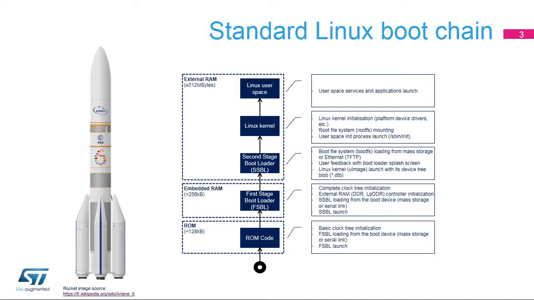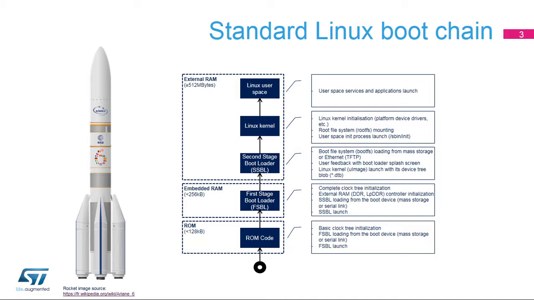Otherwise, TF-A's Secure Monitor, so-called SP_MIN, is used to implement the minimum set of secure services expected to support the platform. The basic boot chain is also proposed to generate both FSBL and SSBL from a unique source code, U-Boot. U-Boot Secondary Program Loader, or SPL, can indeed be used as first-stage bootloader. STMicroelectronics uploads the basic boot chain with a limited number of features to enable the U-Boot community to extend it.